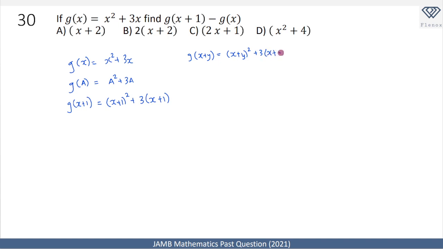So it doesn't really matter. Don't let the fact that you have just x here and you have x plus 1 here faze you. The idea is just to replace all the things that you have here as the value of x in the expression, and you can find out what that is.